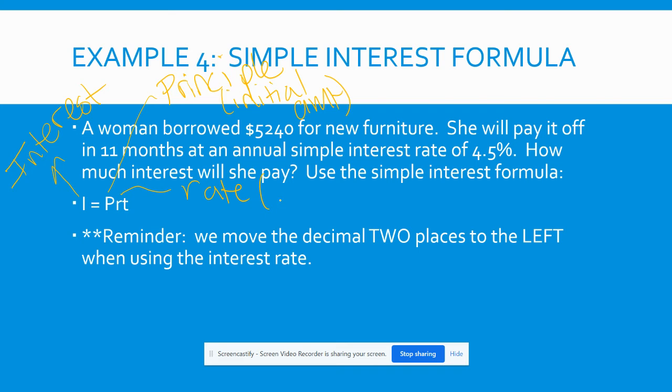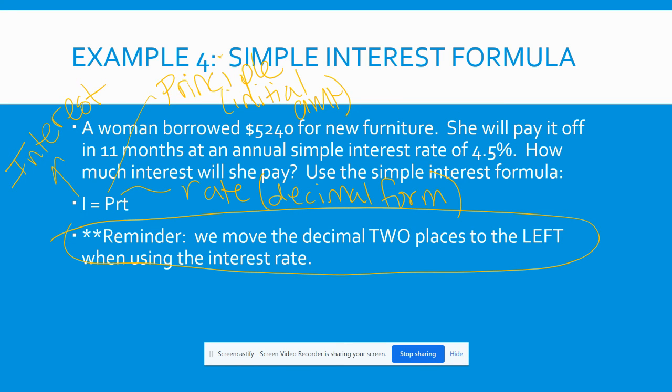R stands for the interest rate, always in decimal form. So the interest rate is given in percents. We've given you this reminder here that we move the decimal 2 places to the left when we're changing it from percent to decimal. And then T stands for time, typically in years.